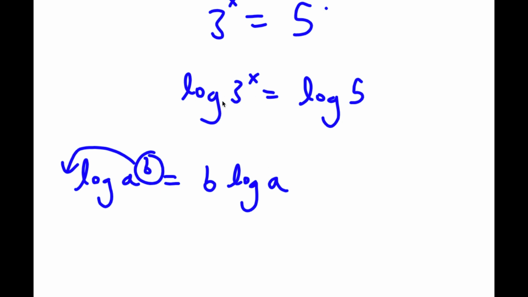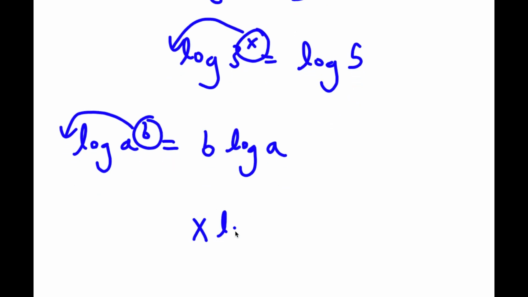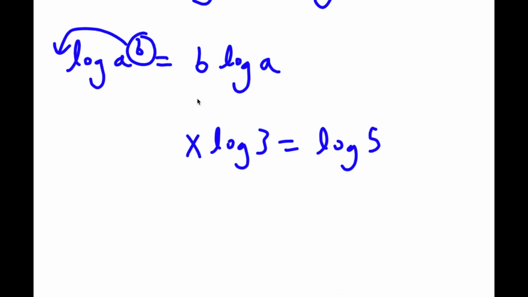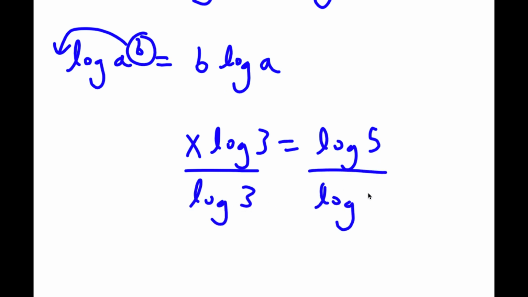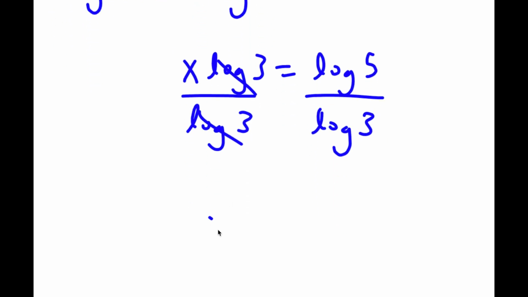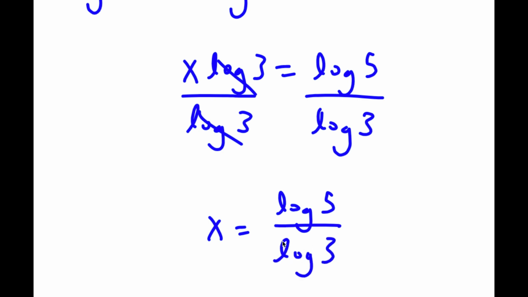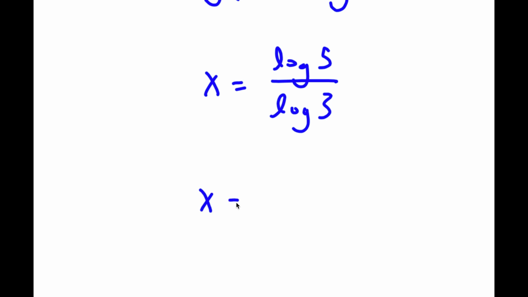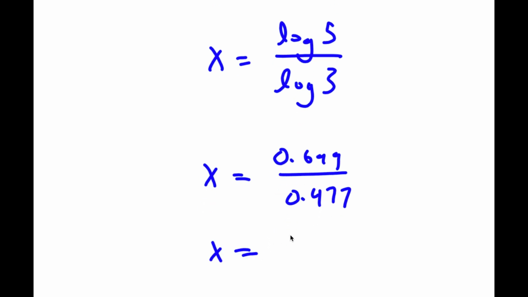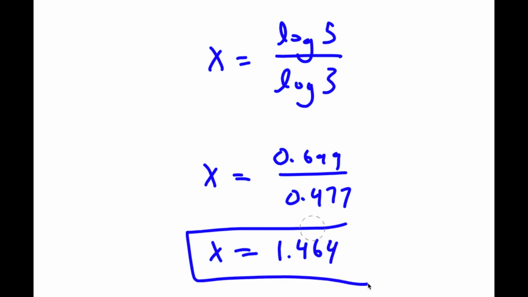So in this case, I have log 3 to the power of x, and I can actually move x to the front. So this is going to equal x times log 3, which is equal to log 5. Now, I'm going to go ahead and divide both sides by log 3. So then these two cancel out, and now I'm left with x is equal to log 5 over log 3. Now log 5, that's equal to 0.699. Log 3, that's equal to 0.477. So if you divide these two, you get 1.464. So this is my answer.